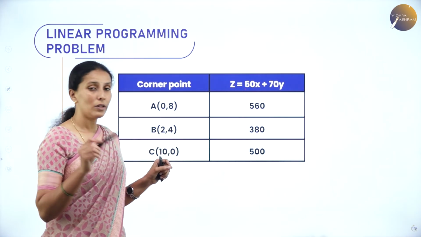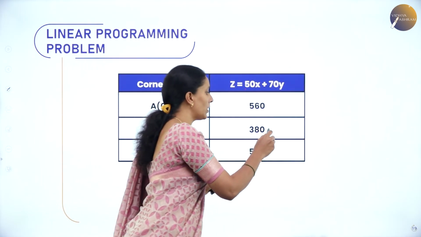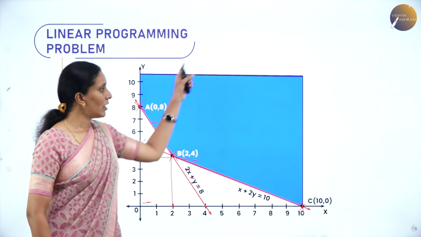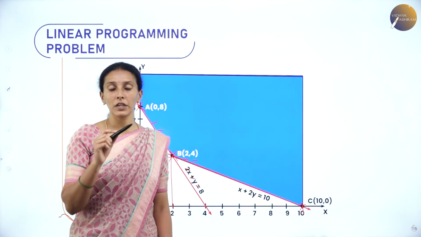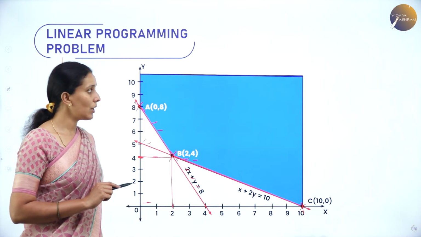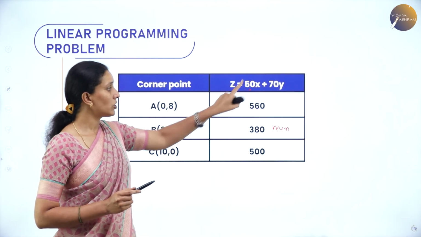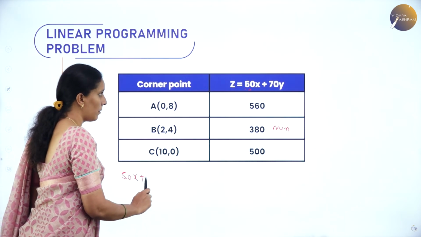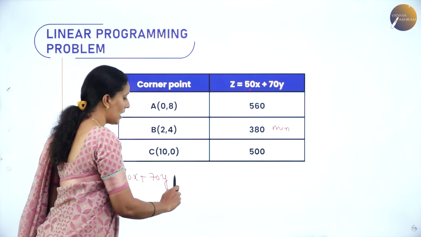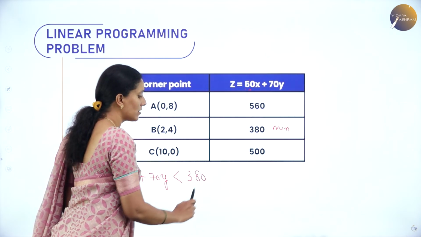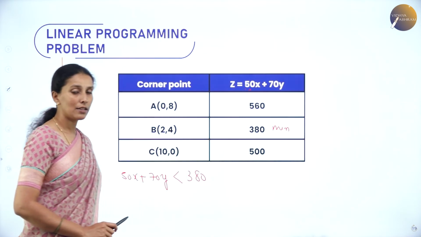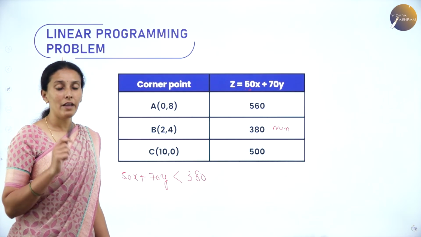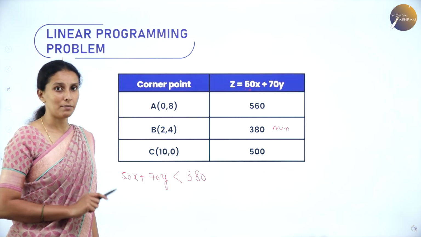So, we need to find out the minimum value. Which is the minimum value here? 380 is the minimum value. Now, since the region is unbounded here, we need one more linear inequality. Which is that inequality? We take the linear function 50x plus 70y less than 380, because we are saying 380 is the minimum value and this line should not have any common point with the feasible region.